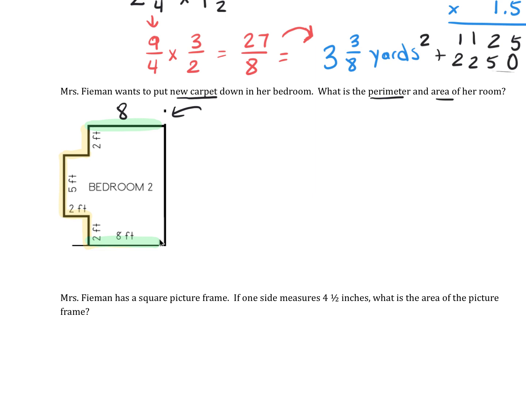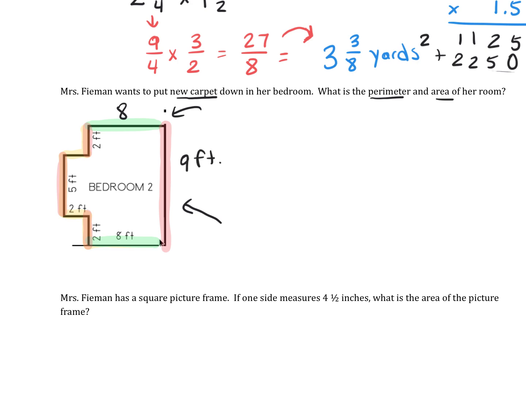8 feet. Now I'm going to take a look across the side here. So if I look, I have 2, 5, and 2. What should this be here? This should be 9 feet.